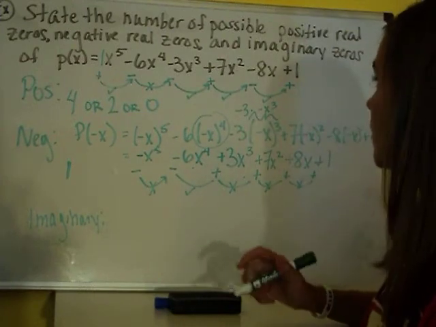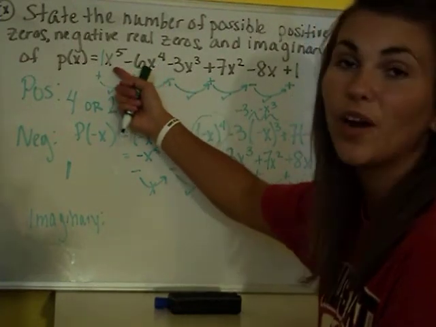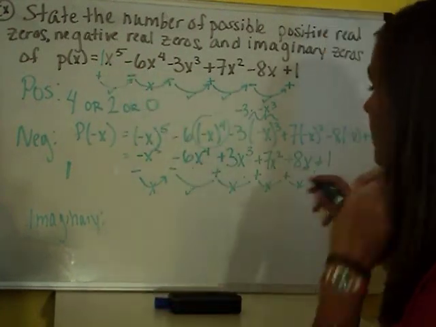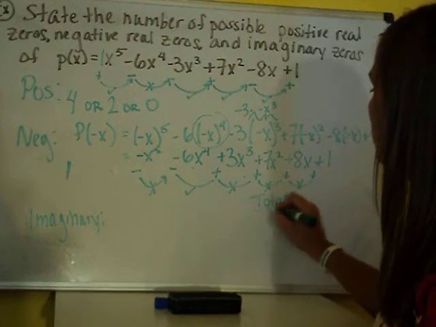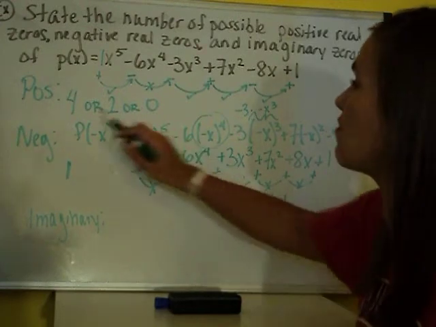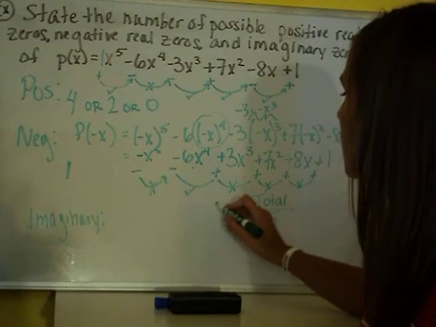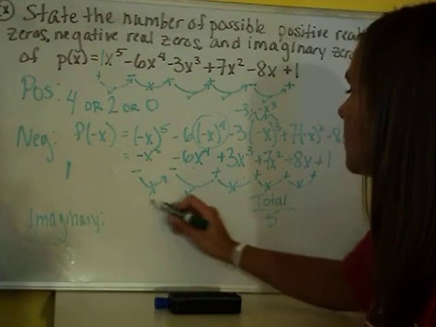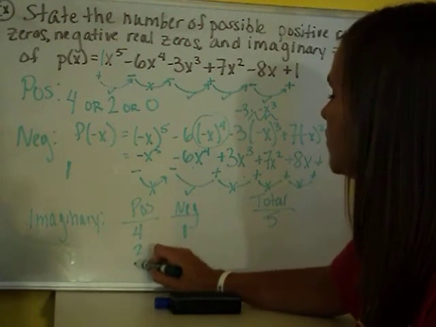Okay? So, using our fundamental theorem of algebra, this is to the power of 5, which means I'm going to have 5 roots total. So, if I have a total of 5 roots, I have 3 options for positive and 1 option for negative. So I know with negative, I'm going to have 1 for sure. With positive, I can either have 4 or 2 or 0.